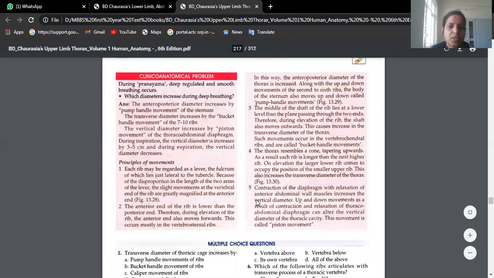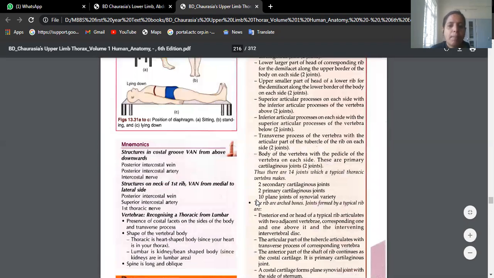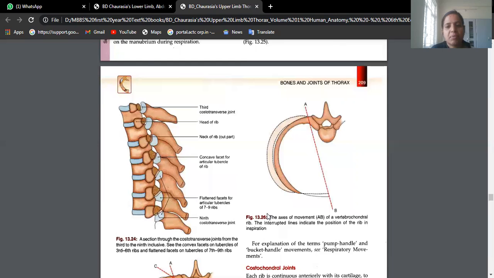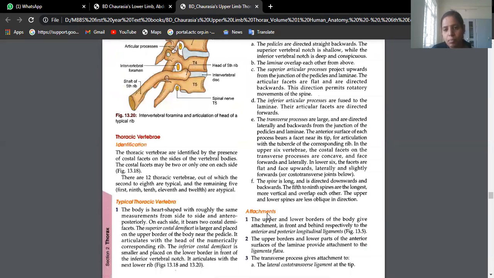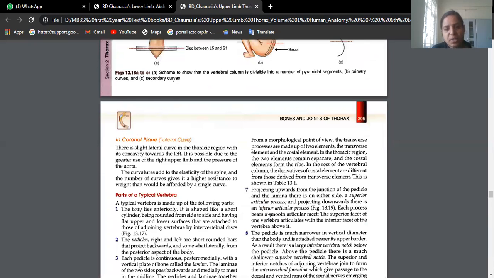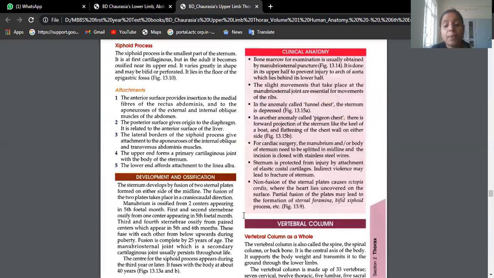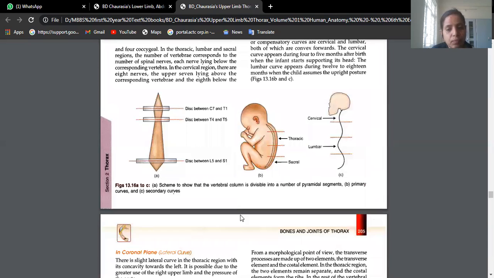Functionally they are different, no? The upper part is for conduction, the lower part is concerned with exchange of gases. That's why the upper part is lined with pseudostratified ciliated columnar epithelium. The lower part is for exchange, that's why it is simple squamous epithelium.